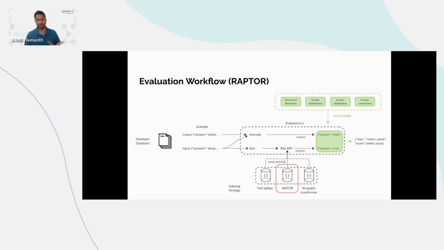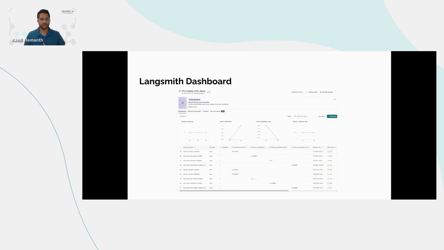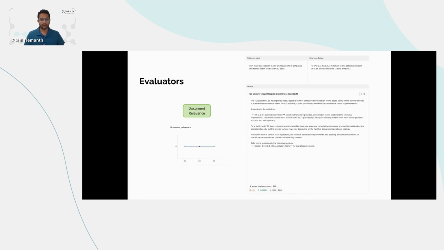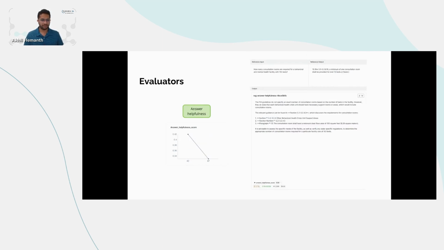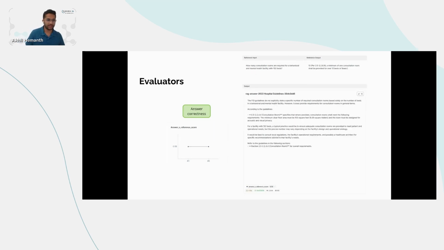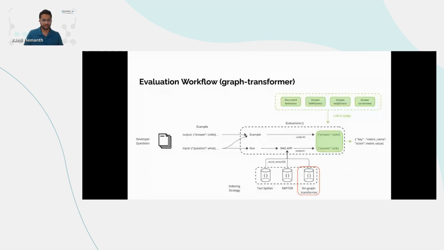In terms of Raptor as an indexing strategy, again, the same kind of dashboard with the four different graphs. This kind of failed too, for the most part. Answer faithfulness, answer helpfulness: it kind of gives answers related to the section, but not the actual answer that you want. Answer correctness also. So all of these are zeros.